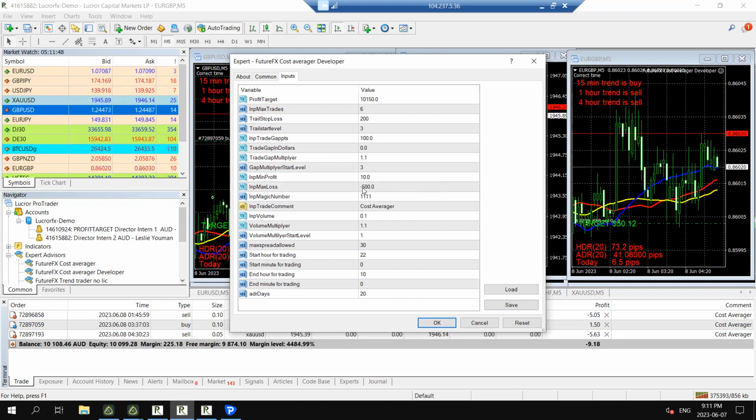You need to have the minus sign in there, and then an equity protection in dollars, depending on how much you want to risk, how big your account balance is, et cetera, et cetera.